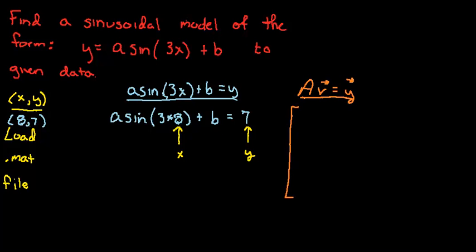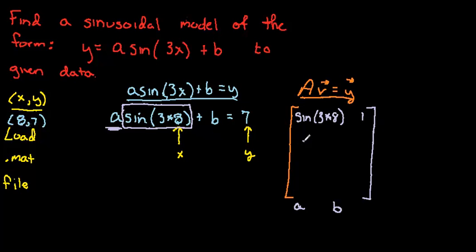So when we come over here and we start to look at how the matrix would appear, keeping in mind that our first column will have coefficients for variable a, and the second column will be our coefficients for variable b. So the coefficients that sit on variable a look like this whole piece, sine of 3 times x, or 3 times 8. So for the first row there, that would have been a times sine of 3 times 8, and our second column here would just be 1 times b, and then we'll have many more equations as we go.